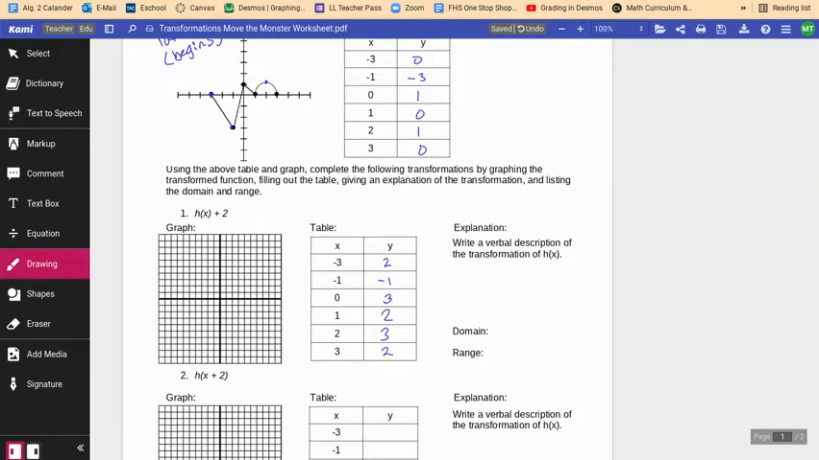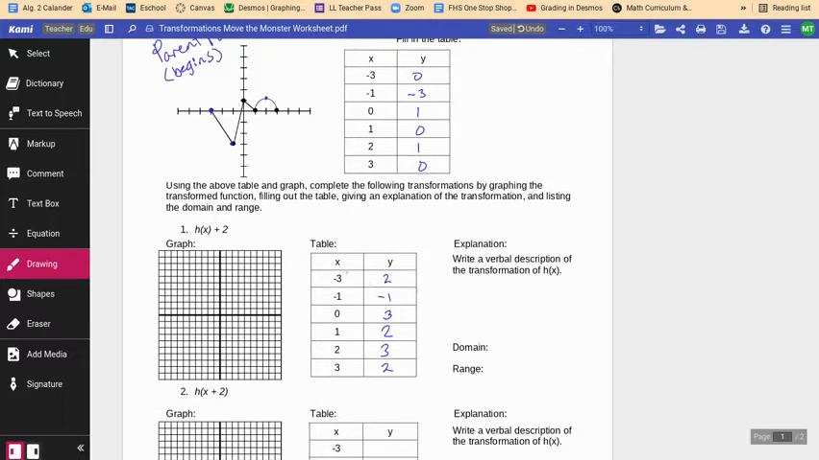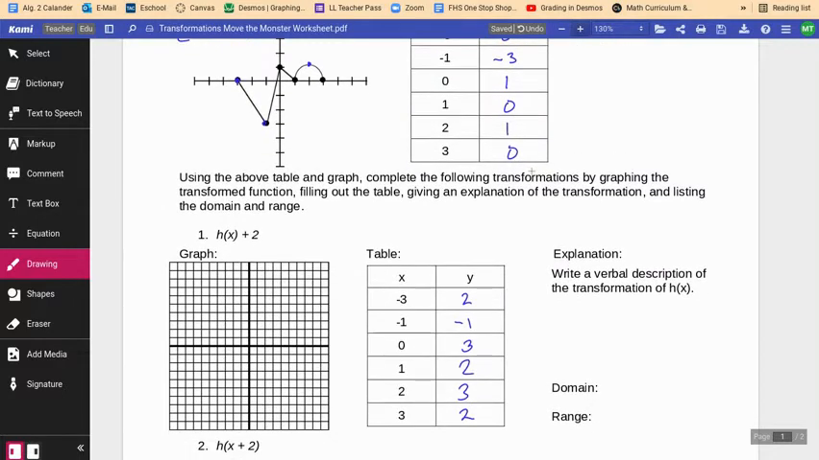And so if we compare that, again, I can plot these on my new graph right here. -3, 2, -1, -1, 0, 3, 1, 2, 2, 3, and 3, 2. So I just connect the dots, and we can see that it shifted up 2 units.